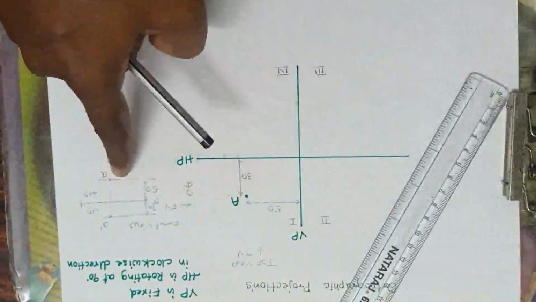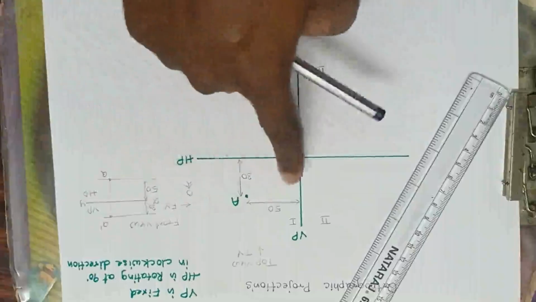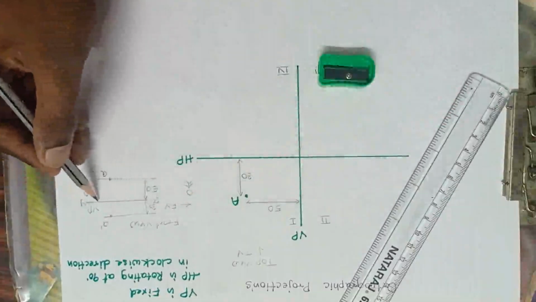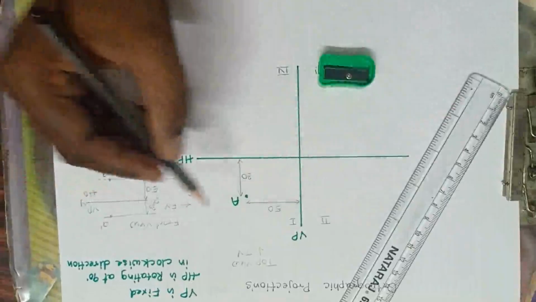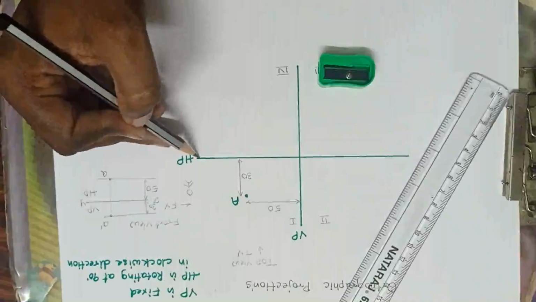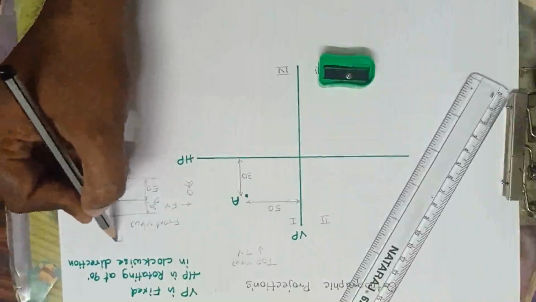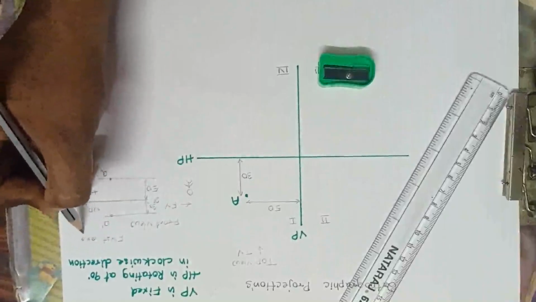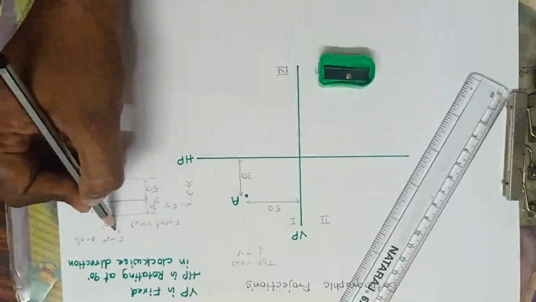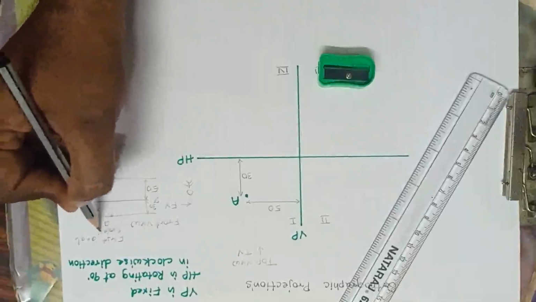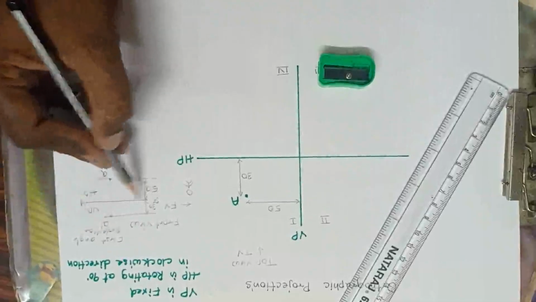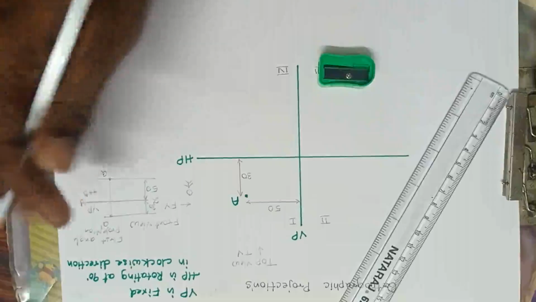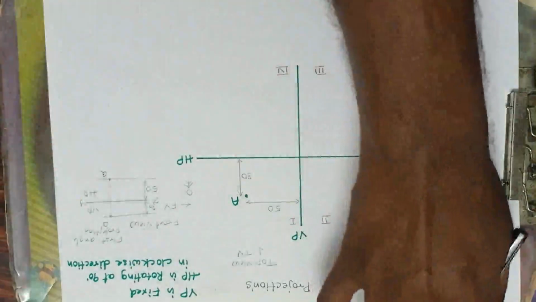So this is said to be first angle projection. In the first angle projection, the HP is below the reference line. This XY line is said to be the reference line. In the first angle projection, the HP is below the reference line and the VP is above the reference line. Done. Let us come to the second quadrant.